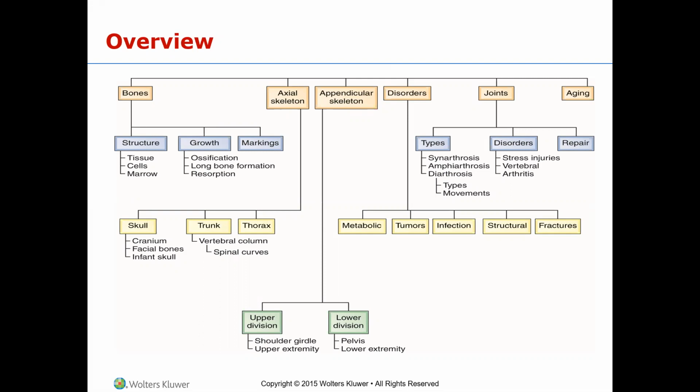You will be responsible for the axial skeleton and the bones within the skull, the trunk, and the thorax. The appendicular skeleton, the upper division, which is the shoulder girdle and the upper extremities, as well as the lower division, the pelvis and the lower extremities. In terms of joints, we will go over the different types of joints, which are the synarthrosis, the amphiarthrosis, and the diarthrosis. As far as aging and disorders, we will be eliminating that.